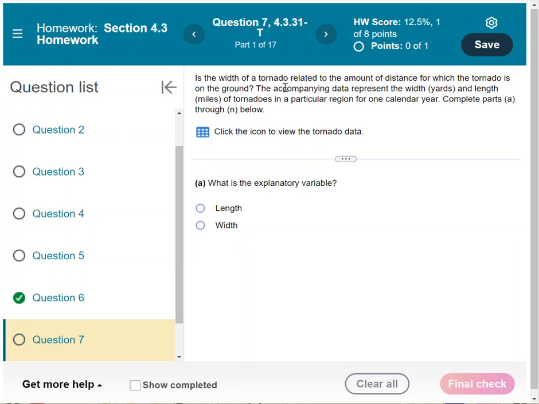Is the width of a tornado related to the amount of distance for which the tornado is on the ground? The accompanying data represent the width in yards and length in miles of tornadoes in a particular region for one calendar year. Complete parts A through N now. So first of all, what is the explanatory variable? Well, it sounds like they believe the width affects the distance that the tornado travels on the ground. And so the width would be the explanatory variable.